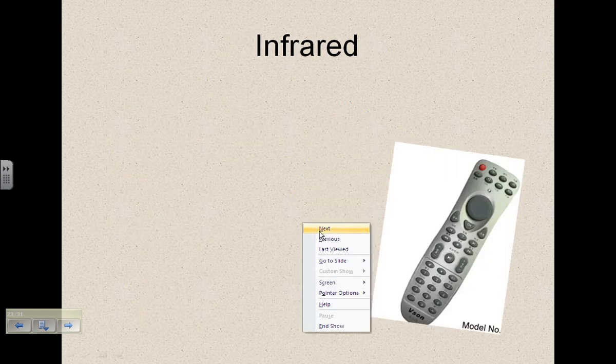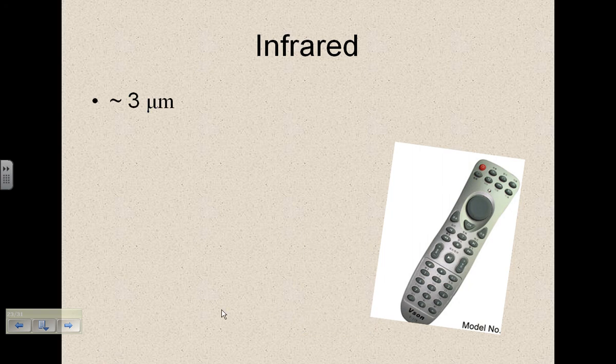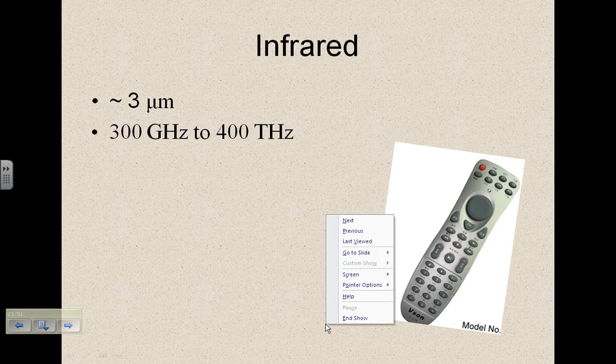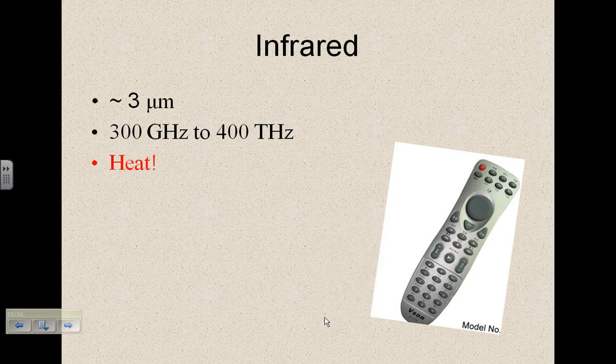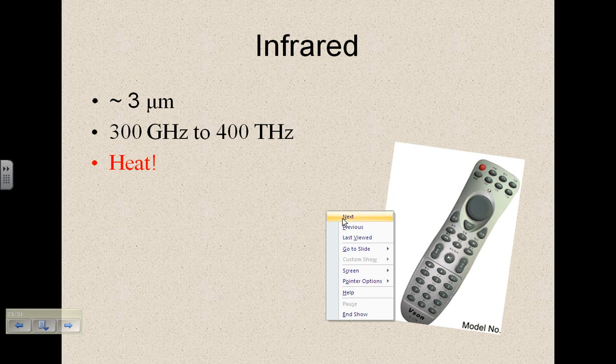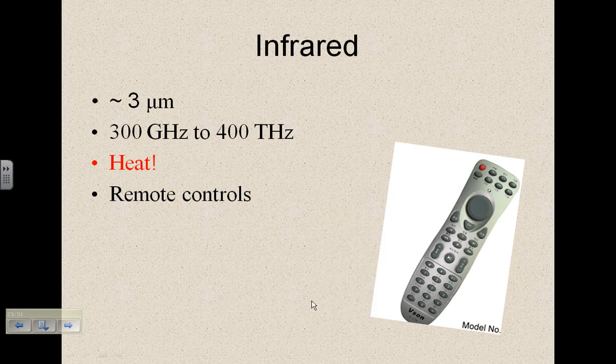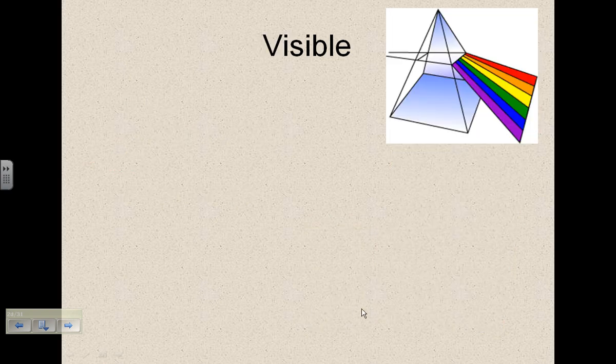Infrared. Your remote control uses infrared. Those waves are about 3 micrometers, 3 times 10 to the negative 6. They vary from gigahertz to terahertz. Tera is times 10 to the 12. We know it as heat. And we have remote controls that use it. And someone said something the other day that caught me, was infrared sauna. And I was like, isn't that redundant?